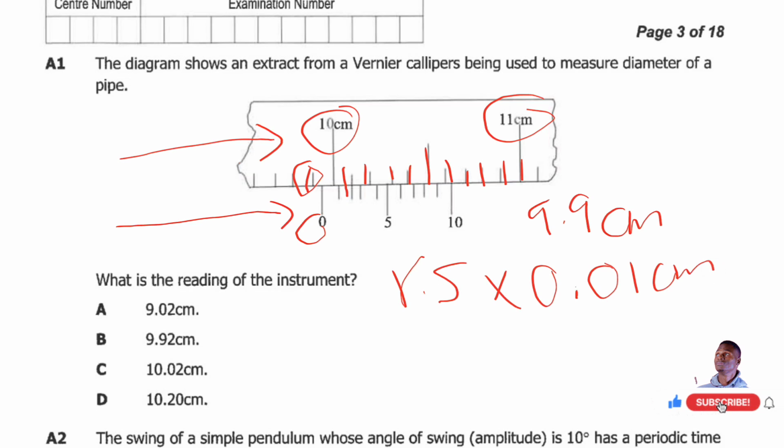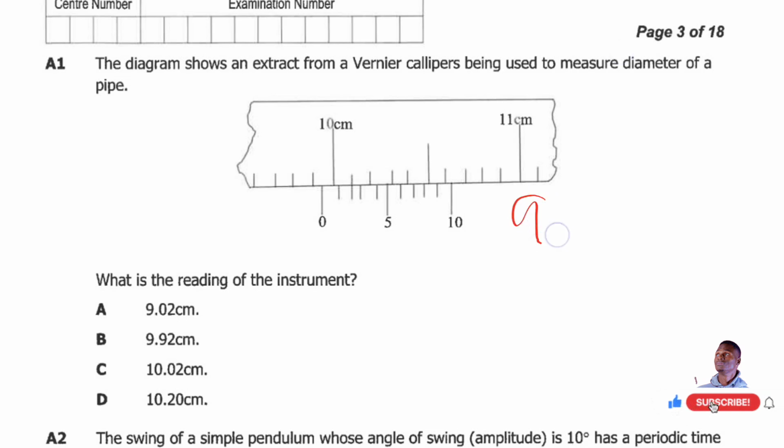Now, for the Vernier scale, you need to multiply the Vernier reading by 0.01 centimeters. That is a rule, the arithmetic accuracy. So now look at this. What is the reading? The main scale is 9.9 centimeters. So what is the reading of the Vernier scale? It is very simple. You start reading from this 0 up to the straight line that goes from the main scale to the Vernier scale, and we find it here.